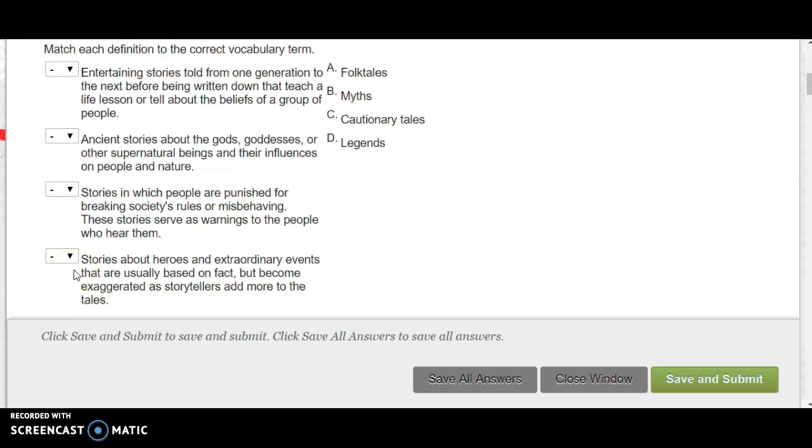The fourth definition, stories about heroes and extraordinary events that are usually based on fact, but become more exaggerated as storytellers add more to the tales. The 4 possible terms are A, folktales, B, myths, C, cautionary tales, or D, legends. I would pause the video and answer the questions on your screen. When you have answered the questions on your screen, press play to resume the video and the quiz.